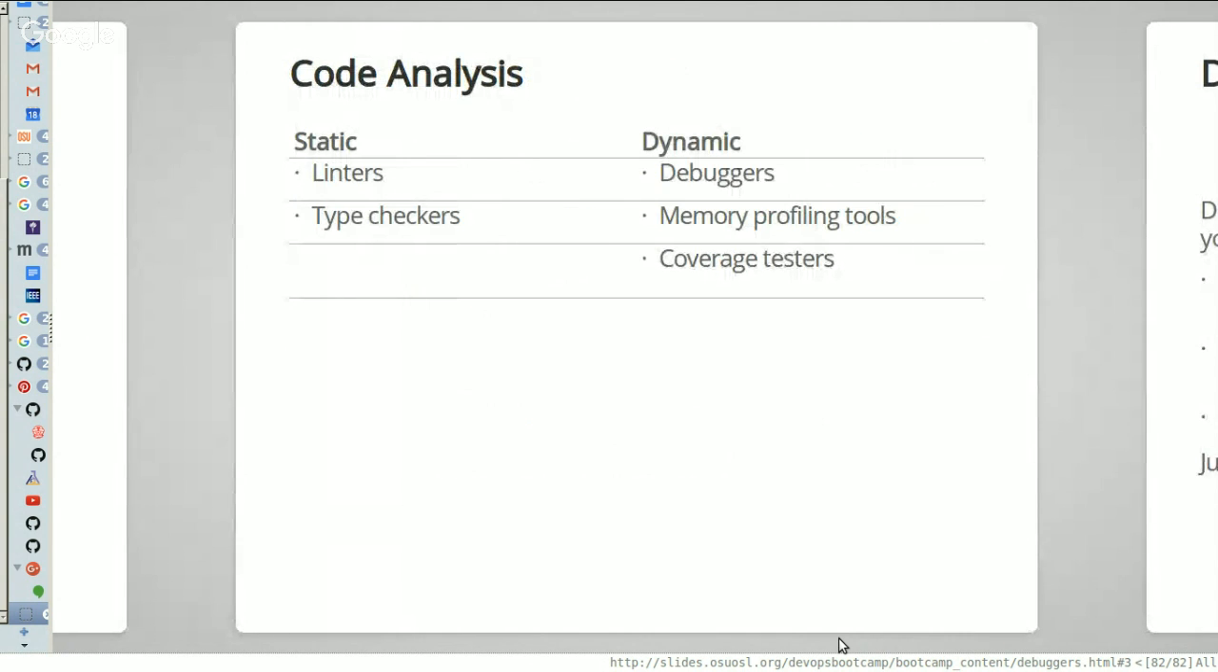So code analysis is, I hate to say this, but it's pretty self-explanatory. It's basically the analysis of your code. And specifically, there are tools that analyze your code for you. So there's two main types. There's static analysis and dynamic analysis. And static analysis isn't super self-explanatory. Basically, what it means is it just doesn't run your code. It just looks at your code, more or less like an editor reading a paper.